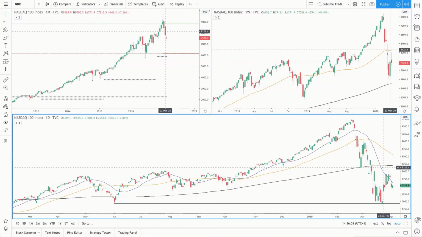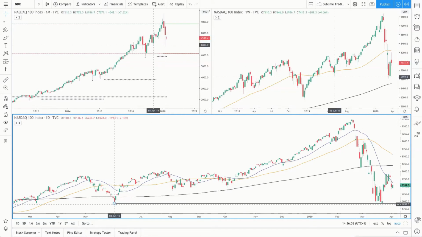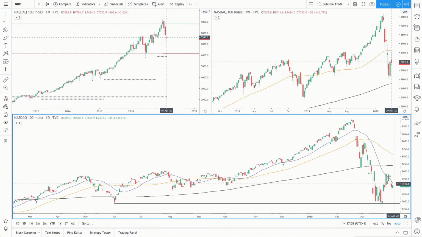And if you come down to the daily, we can see the 200 moving average again acting as resistance. The support level of June 2019 has been holding strong. We had a pullback to the 20 simple moving average. This is holding strong as resistance.